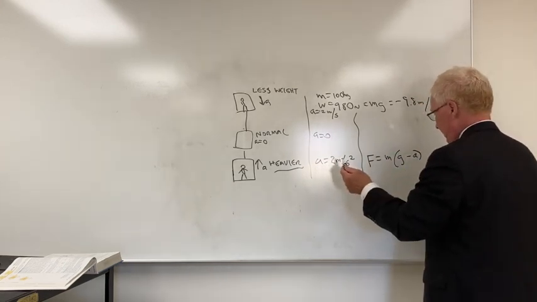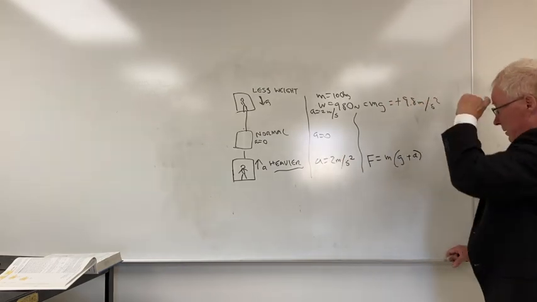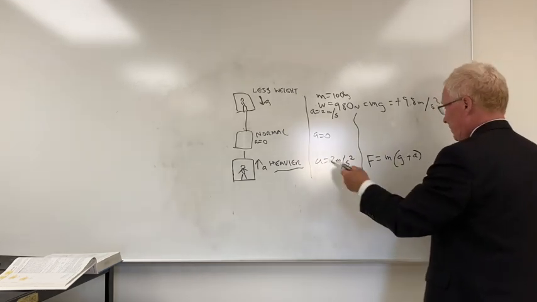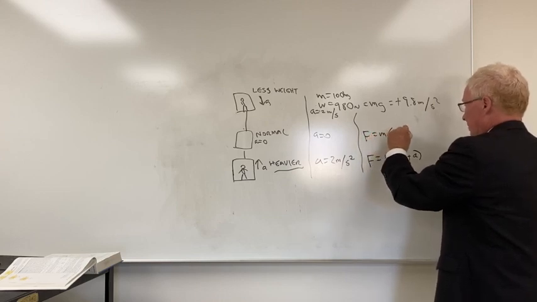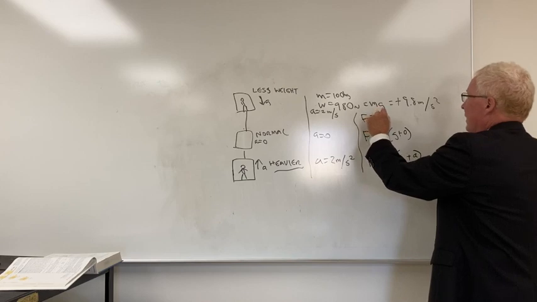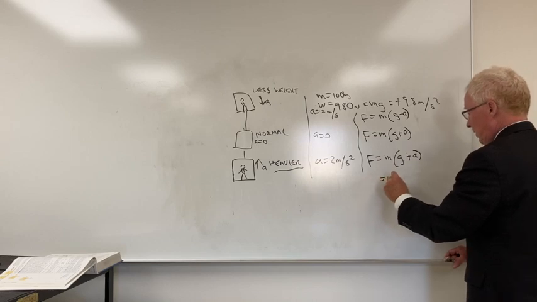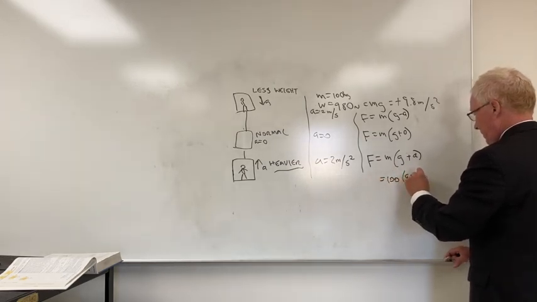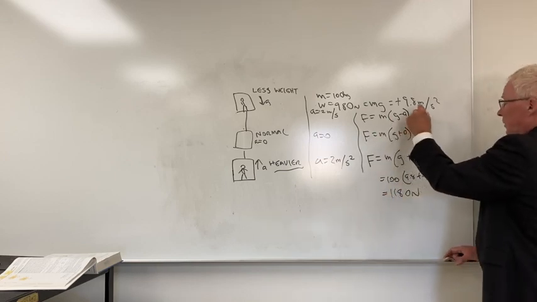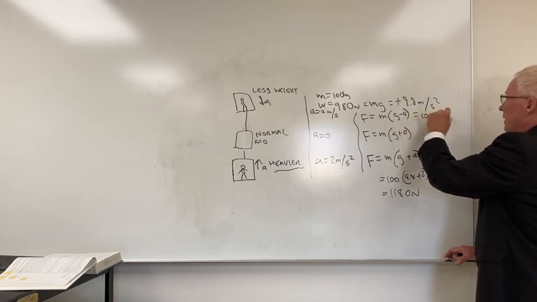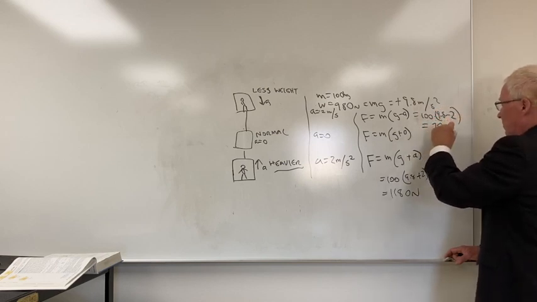Oh, never mind. That should be plus. Let's use that as plus. That's minus. If we're going upwards, then the force would be mg plus a. And here, the weight would be mg minus a. In this case, your weight would be 100 times 9.8 plus 2, which would be 1180 newtons. Here you would be 100 times 9.8 minus 2, which would be equal to 780 newtons.